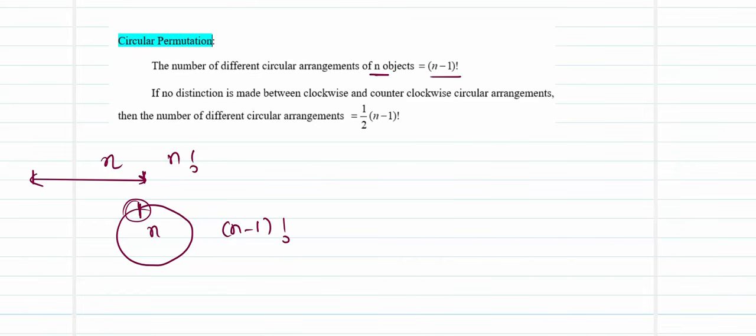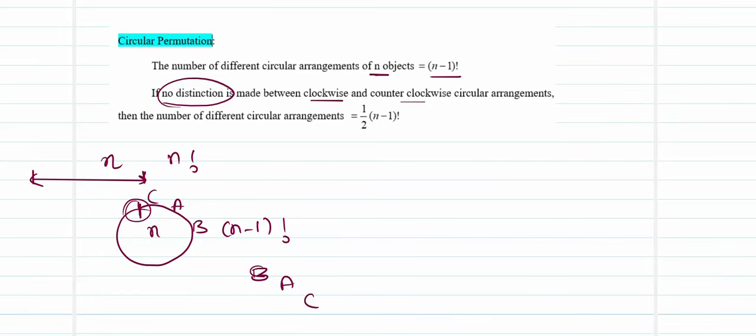Now in particular, if we are not making any distinction between clockwise and anti-clockwise arrangements, then the number of arrangements can be reduced by half. That is, you don't consider clockwise and anti-clockwise to be different, that is, A, B, C to be different from A, B over here and C over here.